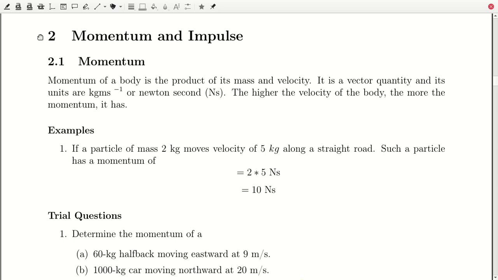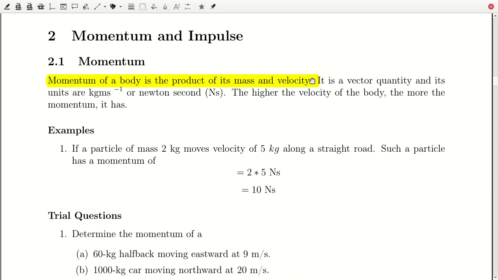So in this video you are going to understand what momentum is. If we begin with its definition, momentum is defined as a product of mass and velocity. That's momentum of a body. Because we assume that if a body is moving at a very high speed, it has a bigger momentum than a body that is moving at a lower speed.